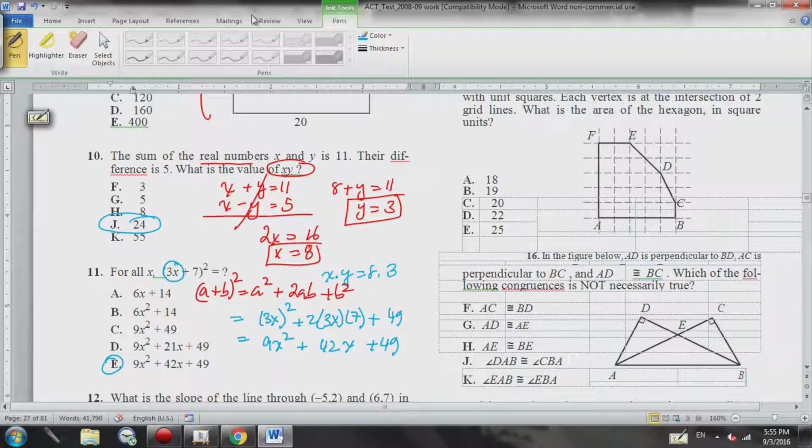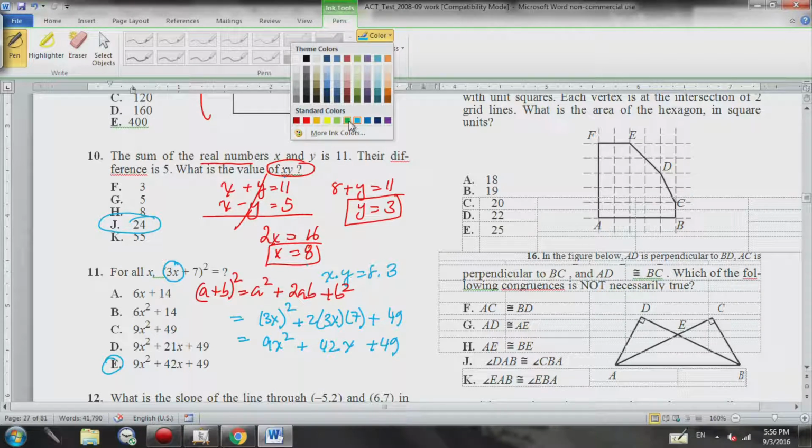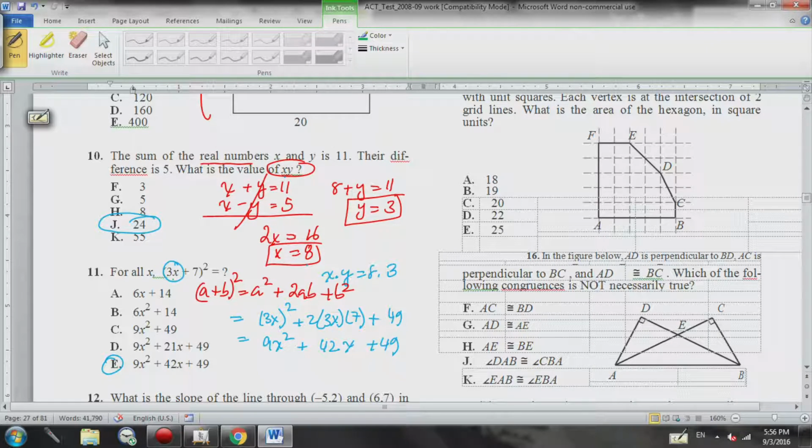Now, if you didn't know this, you could still do it like this, okay? Well, 3x plus 7 times 3x plus 7. Then you can FOIL this: first, outer, inner, last. So first is 9x squared. First, that's this times this. Outer, this is this, that's 21x. Inner, that's 21x, plus last, which is 49. And if you simplify this, you get the same thing, 9x squared plus 42x plus 49.